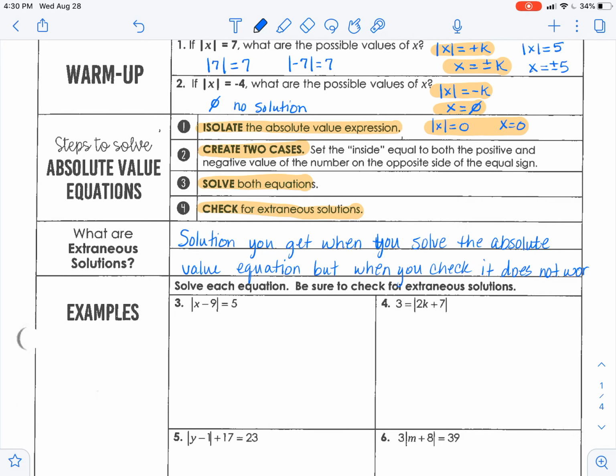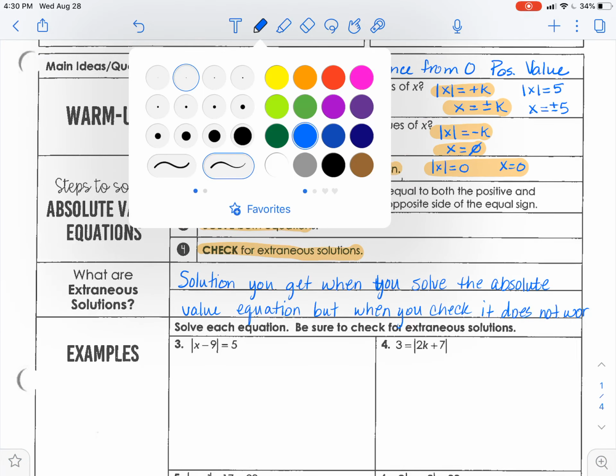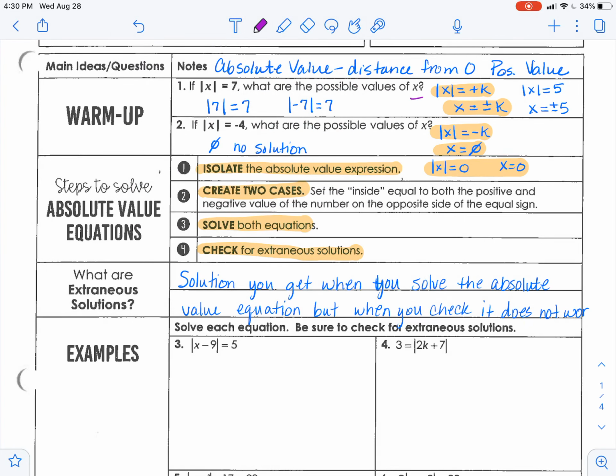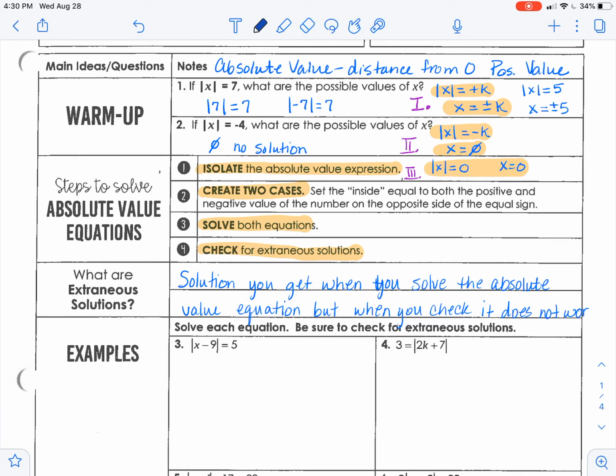So here's my first one. And again, I have to decide which one of my situations it matches. Is it going to match situation 1, situation 2, or situation 3? If, in fact, it is situation 1, which this is, it is equal to a positive number, then this is where I am going to create my two cases.